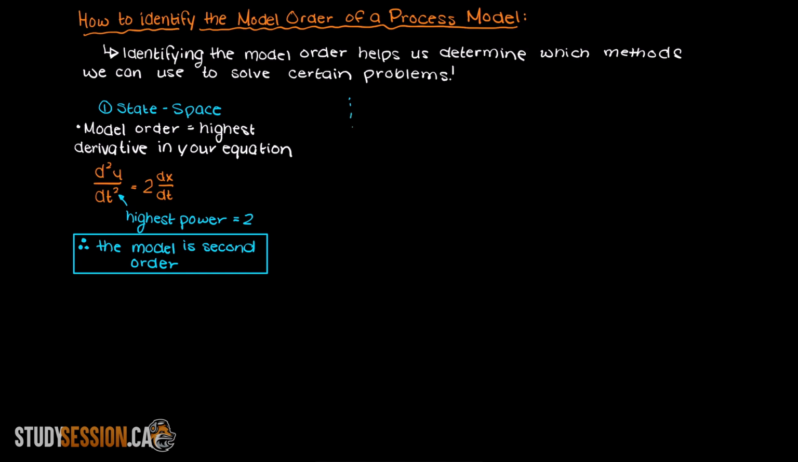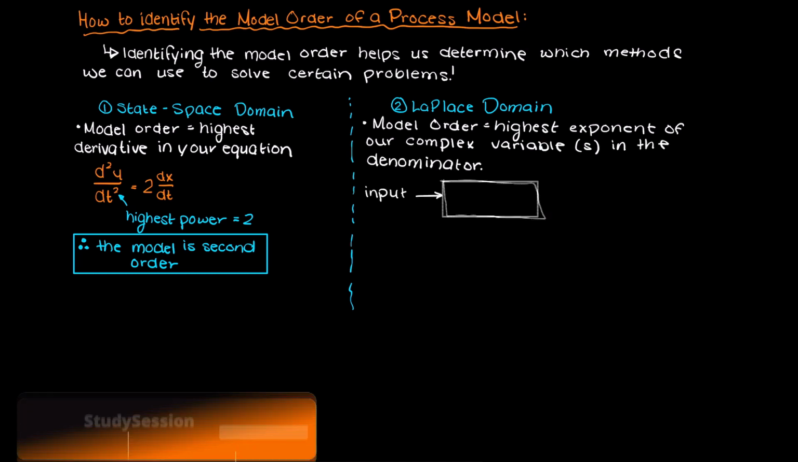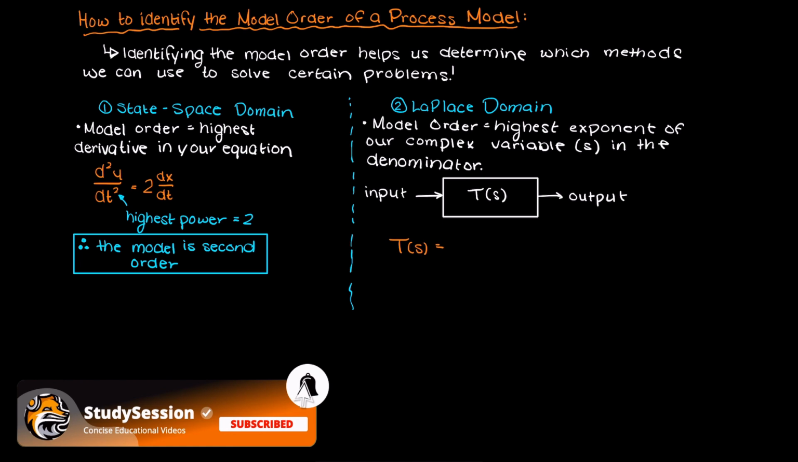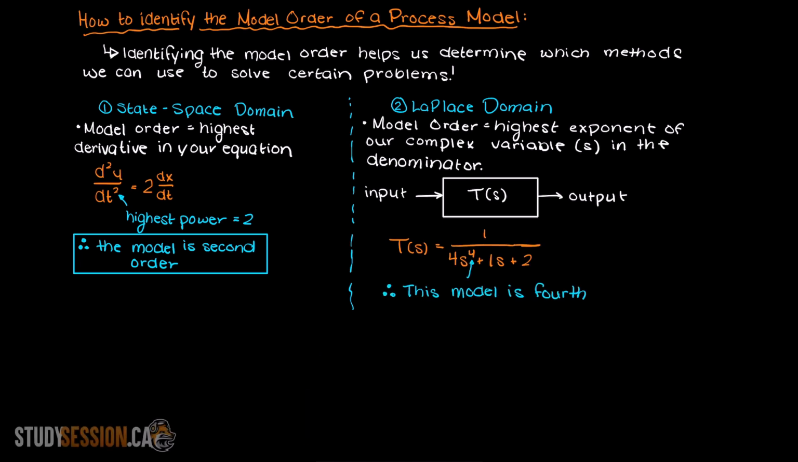Now, what if our process model is represented as a transfer function in the Laplace domain? Do we first need to convert it back to the time domain? Well, no, we can easily identify our process model's order in the Laplace domain by identifying the largest power of our complex variable s in the denominator of the model. Therefore, as you can see in this example here, this model is fourth order as the highest power of s in the denominator is 4.